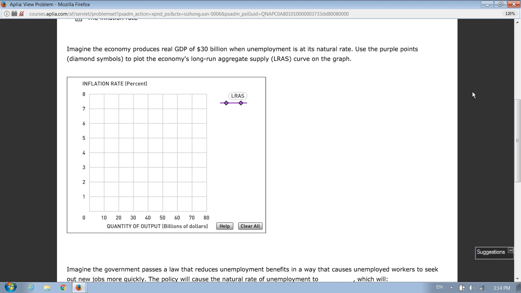Imagine that the economy produces real GDP of $30 billion when unemployment is at its natural rate. Use the purple point to plot the economy. The economy's long-run aggregate supply is vertical, so it's vertical at $30 billion. Look at this, it does not depend on inflation or the price level.